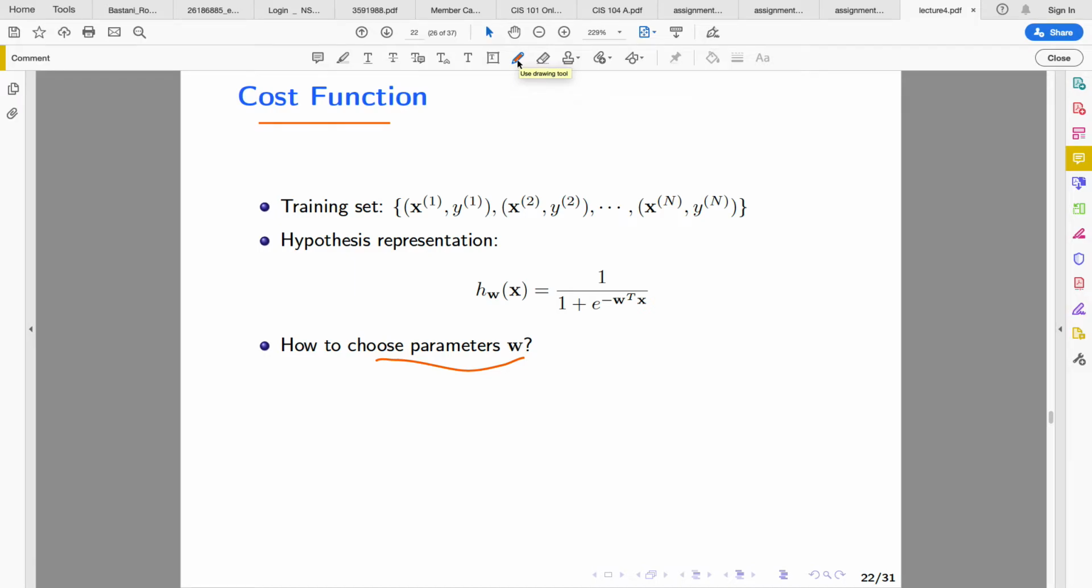To the continuation in our deep learning series. Today we shall be looking at the cost function.